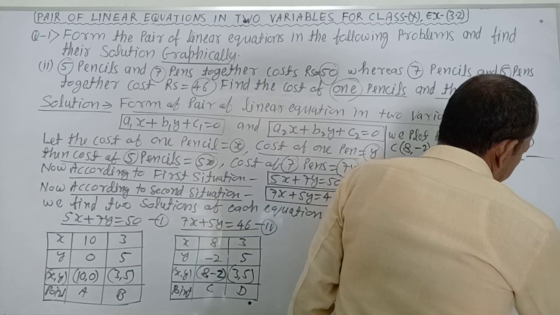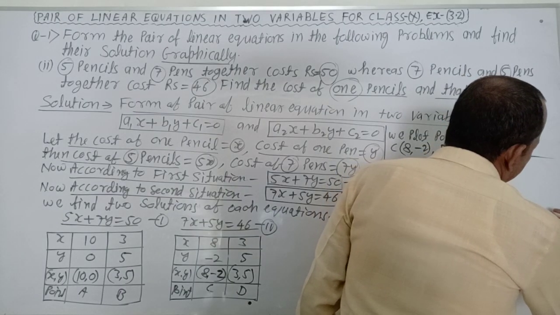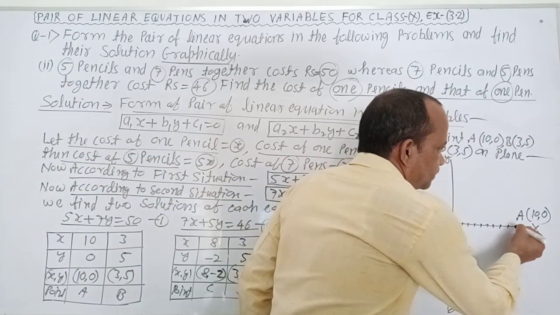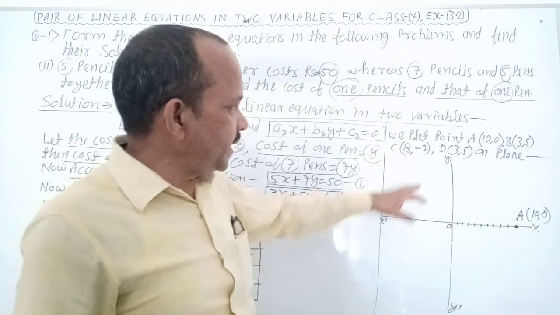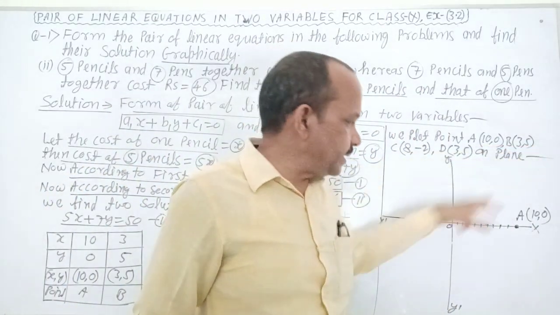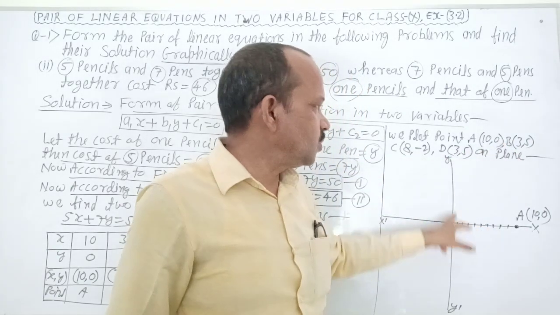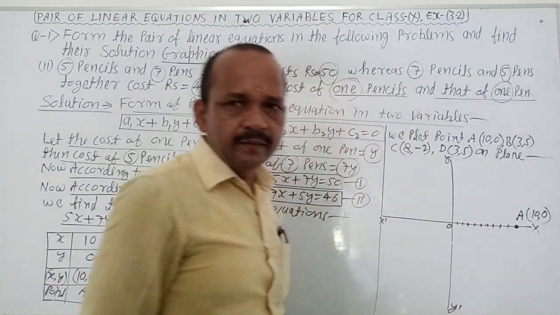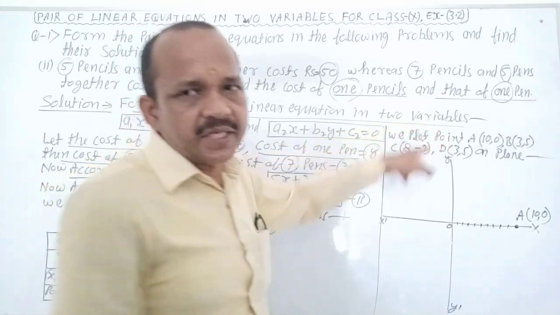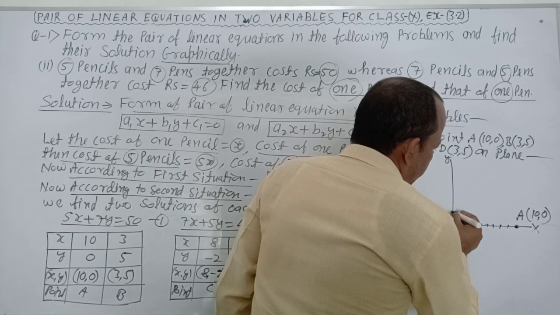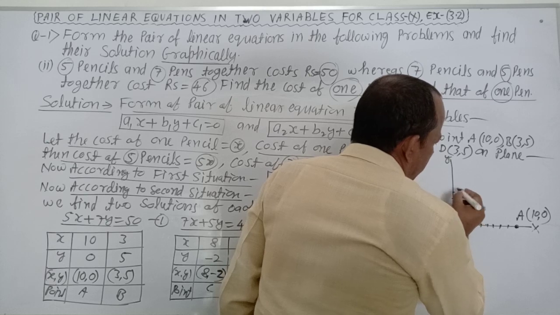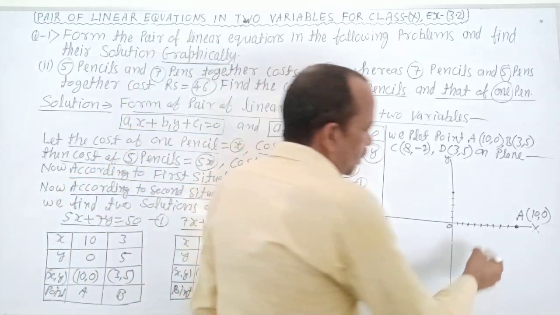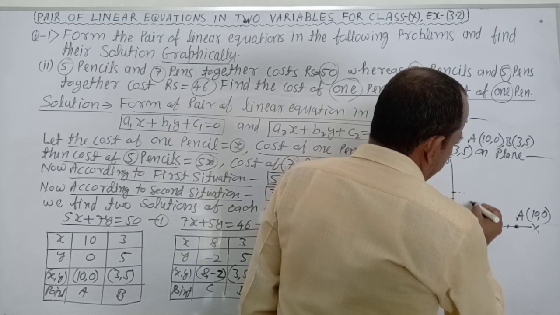Point A, coordinate 10 and 0. Point A is here. Clear? Now you plot point B, 3 and 5. 3 on the x-axis and 5 on the y-axis in the positive direction. Here 1, 2, 3. 3 is here, and 5 on the y-axis in the positive direction. Here 1, 2, 3, 4, 5. 5 is here. It means your point 3 and 5 is here.